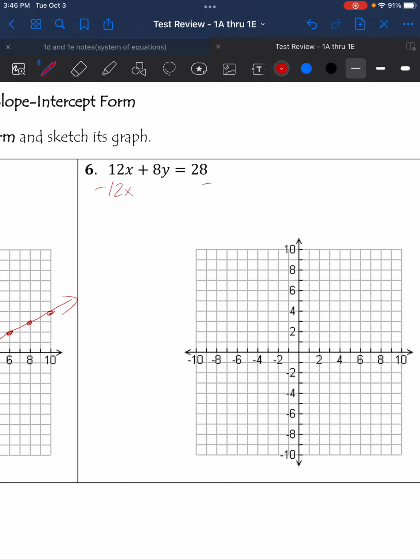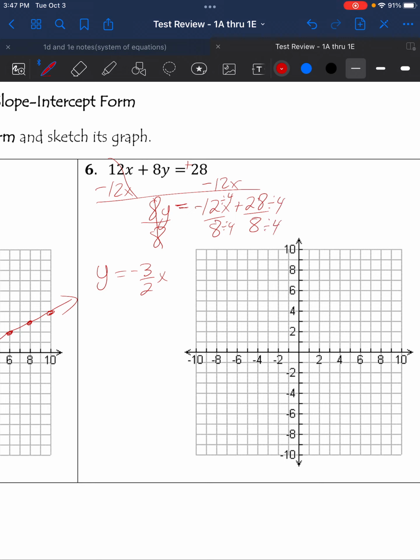Okay, number 6. y equals mx plus b. I'm going to move the term that's on the same side as the y. I'm going to make the x term first, so negative 12x, and the 28 is positive, so I'm going to write it as plus 28. I'm going to divide by 8, divide by 8, divide by 8. y equals negative 12x, which can be reduced by 4, so that'd be negative 3 over 2 x. 28 divided by 8 doesn't divide evenly, so I'm going to divide by 4. 28 divided by 4 is 7. 8 divided by 4 is 2.